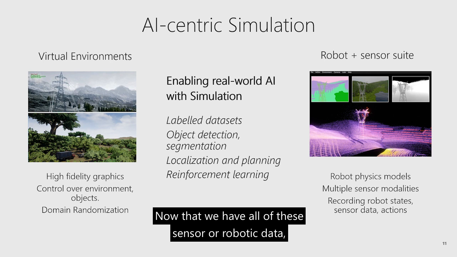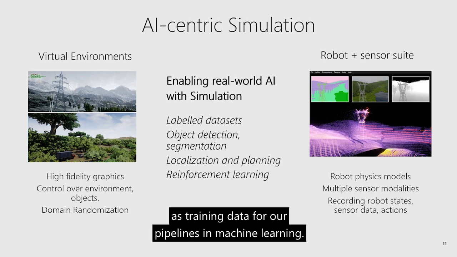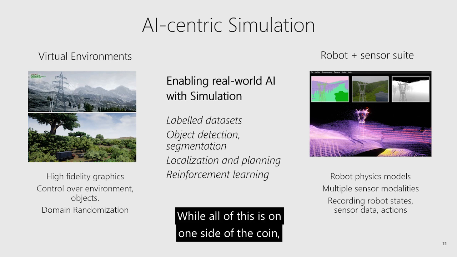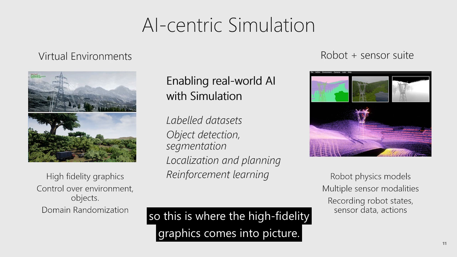Now that we have all of these sensor and robotic data, we should be able to record them and have them as training data for our machine learning pipelines. So we should be able to record these robot states, sensor data, and the corresponding actions as we explore the world. While all of this is one side of the coin, the other side is the environmental part of it. This is where the high fidelity graphics comes into the picture.